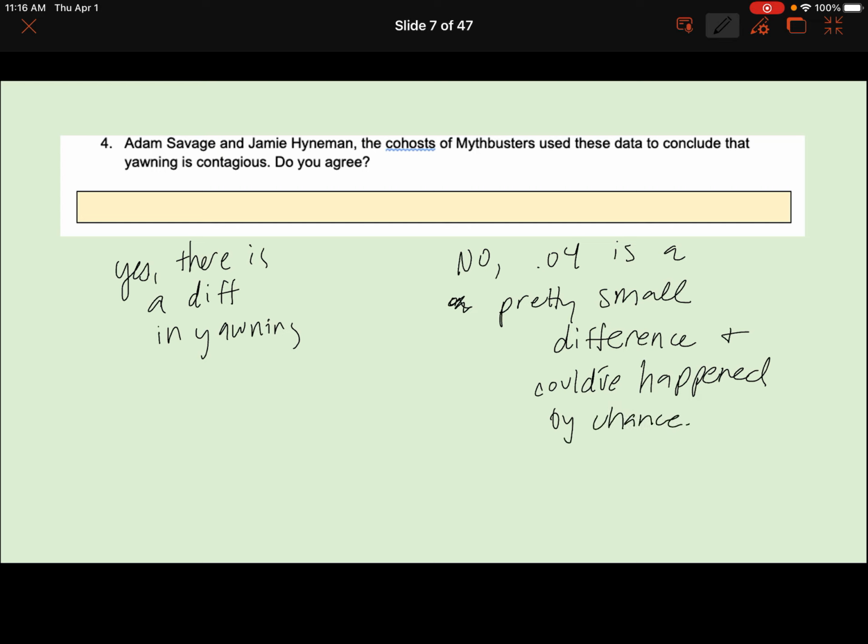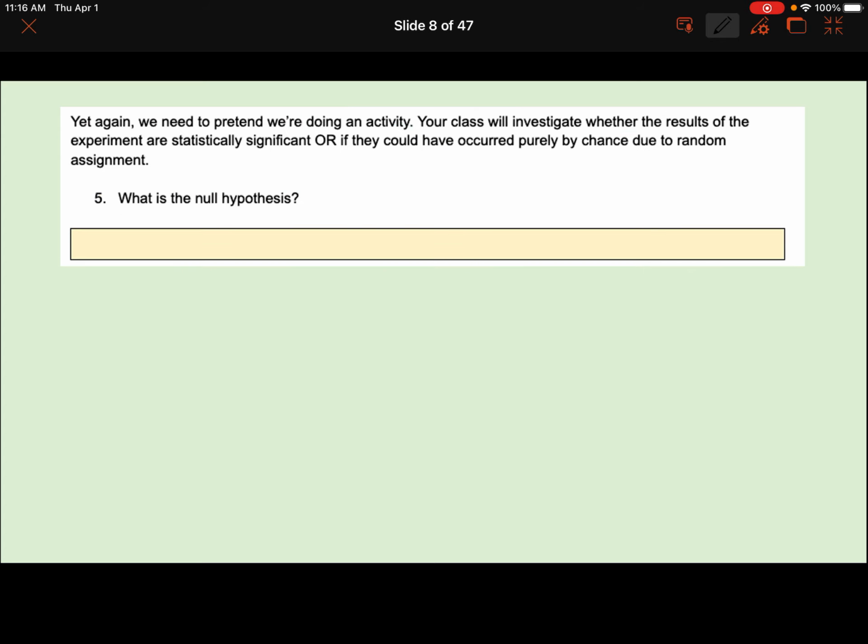All right, question 5. Yet again, we're going to pretend to do an activity since people are going to be doing this at different times and in different places, and I'm recording this like a month before you're going to actually do it. Okay. So your class will pretend to investigate whether the results of the experiment are statistically significant or if they could have occurred purely by chance due to random assignment.